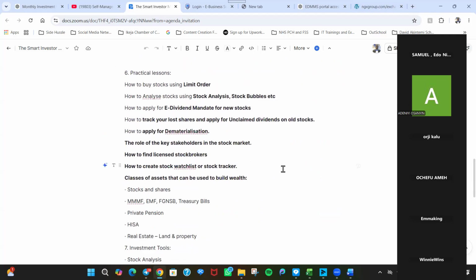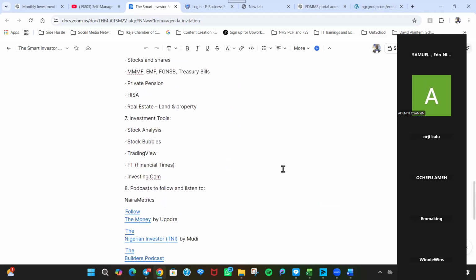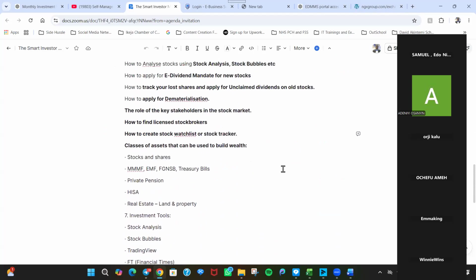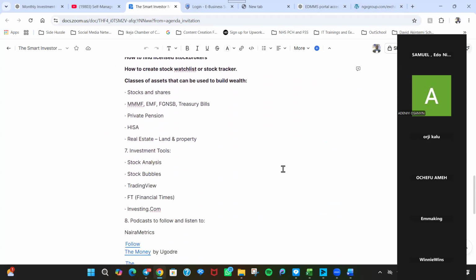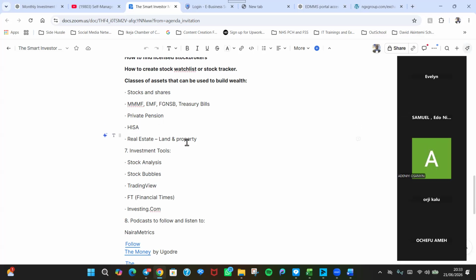Okay. Does anybody want to add anything to that? Okay, well, under that topic, I've actually broken it down. Classes of assets that can be used to build wealth: stocks and shares, money market mutual fund, equity money fund, federal government savings bond, treasury bills, private pension, high interest savings account, real estate.